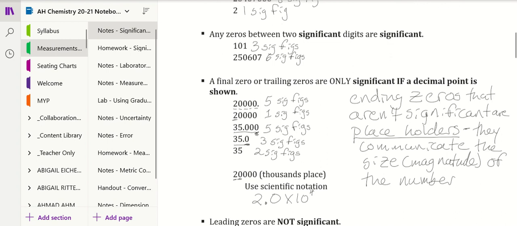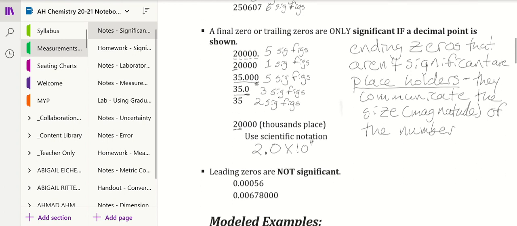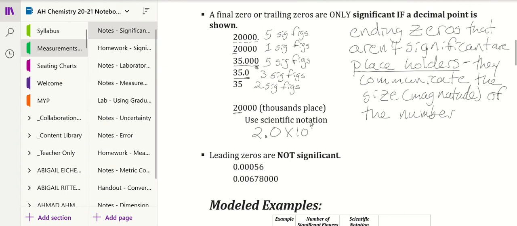So when you get into situations where significant figures are ambiguous, what can you do with your number? Write it in scientific notation. Very good. And then our last rule deals with zeros at the beginning. So leading zeros are not significant. So if you have not reached a non-zero digit, those zeros aren't significant.